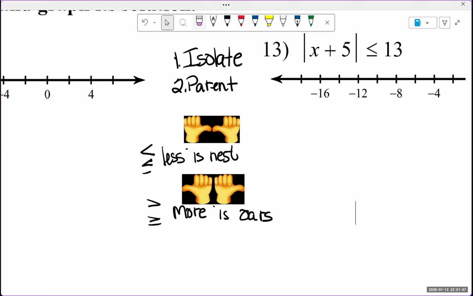Okay, number 12. So we are going to solve and graph absolute value inequalities.